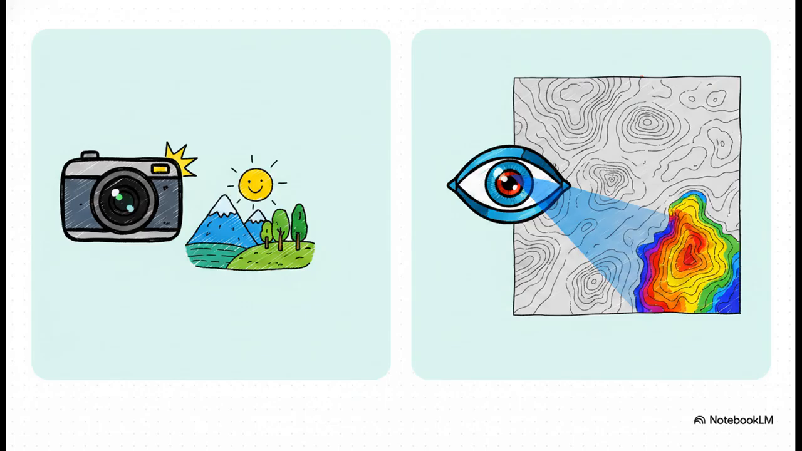Pseudo-color processing, though, that's like giving a machine X-ray vision. It takes a grayscale image where no true color exists and assigns false colors to different intensity levels. It's a total game changer for highlighting hidden details, like temperature spikes on a weather map that our eyes would totally miss in plain black and white.